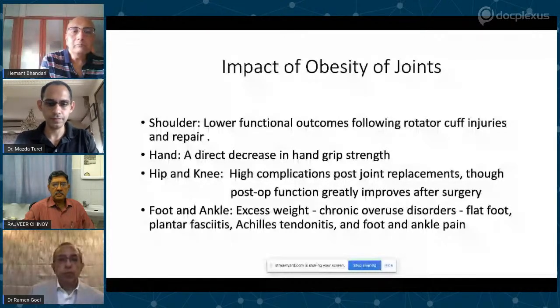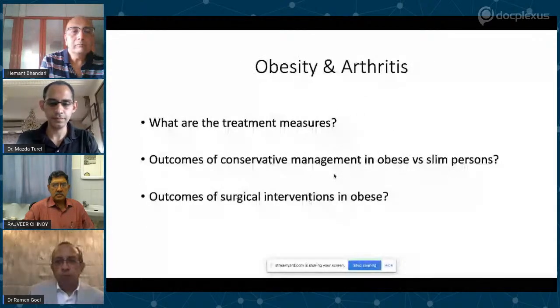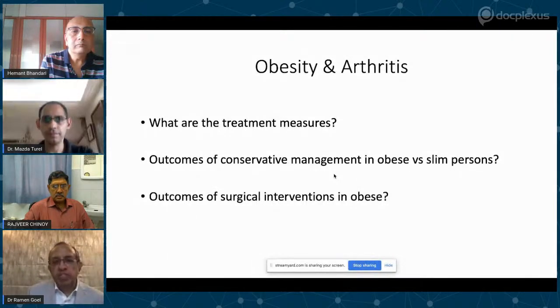Dr. Chinoy, in these obese patients with joint pains, what are the treatment measures? I mean, obviously, everybody is not going for surgery. So, are there any conservative measures, and what are the outcomes of those conservative measures?